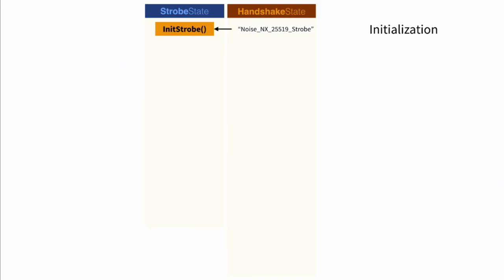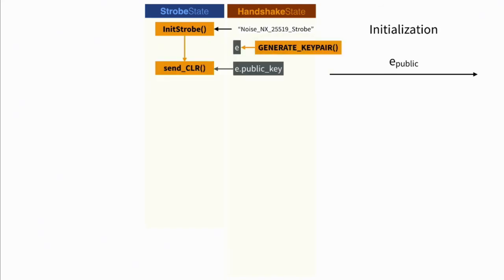I use this init Strobe function that Strobe gives me to instantiate a Strobe object. Now, remember, I have to send a public key as the client. I have to generate that public key first. Nothing changed. And now I can absorb that public key in my state with this send clear function. It makes sense, right? We're sending something in clear. We're sending a payload now. Well, I can just use this send clear function to send my payload and absorb it in my state.